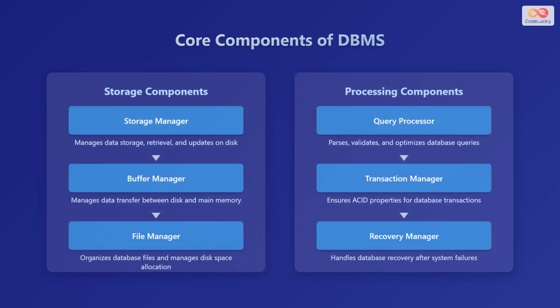A database management system consists of several core components that work together to manage data. The storage manager handles data storage, retrieval, and updates on the disk. The buffer manager manages the transfer of data between the disk and the main memory. The file manager organizes database files and manages disk space allocation. The query processor parses, validates, and optimizes database queries.